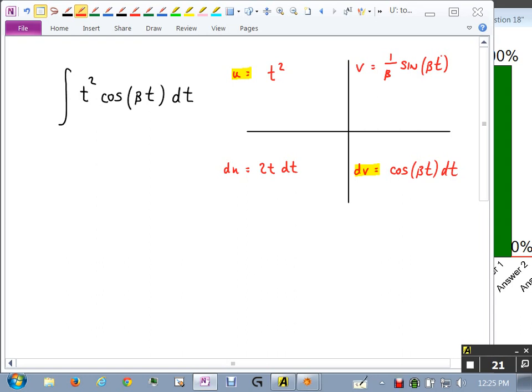All right, let's rewrite this integral. This integral becomes u v. So how should you write that? I like to always put the constants first. So 1 over beta t squared sine beta t.